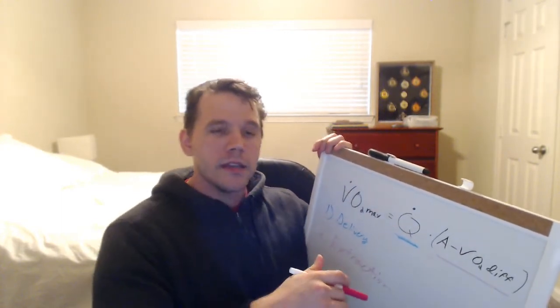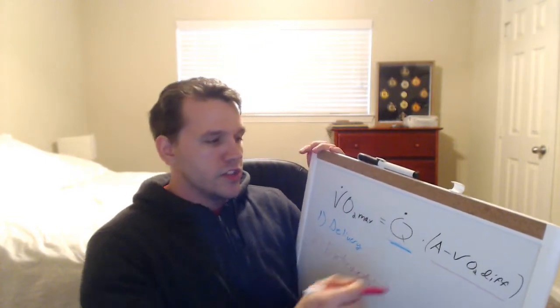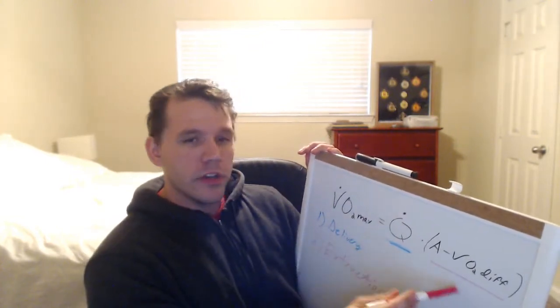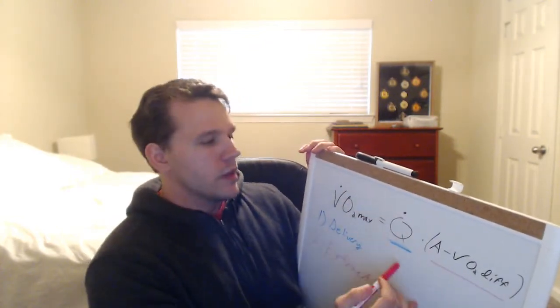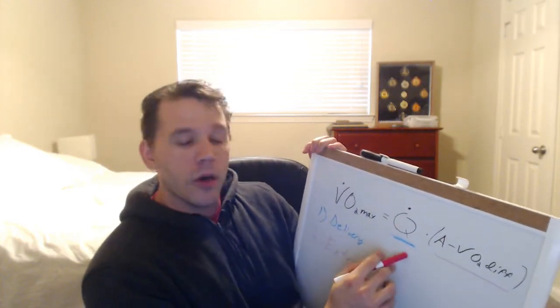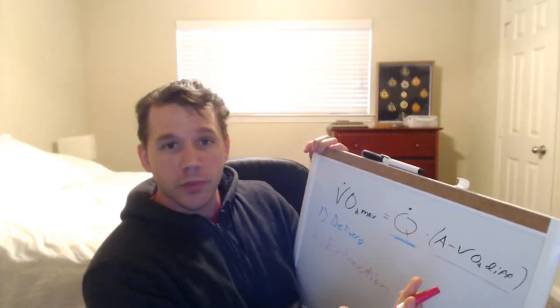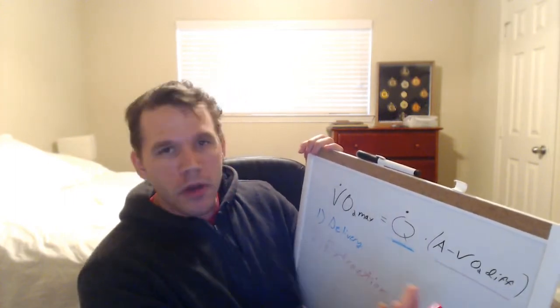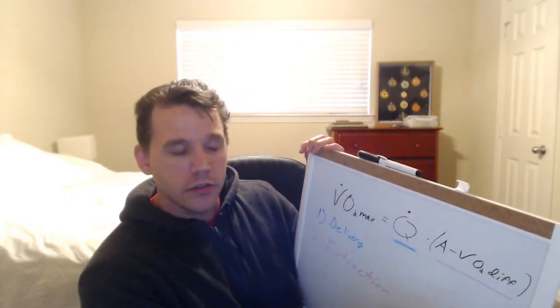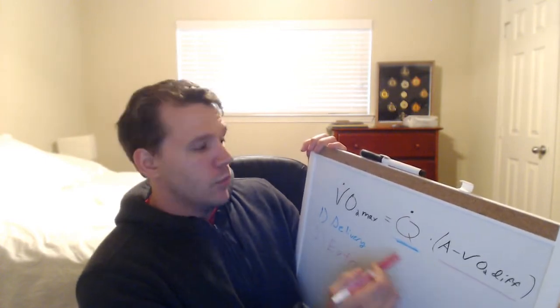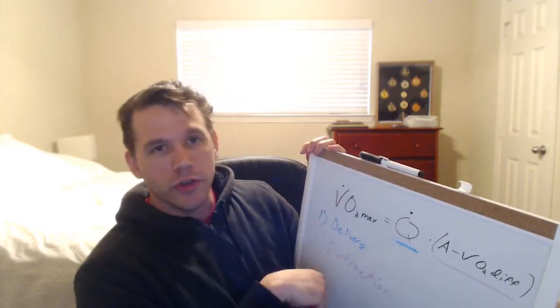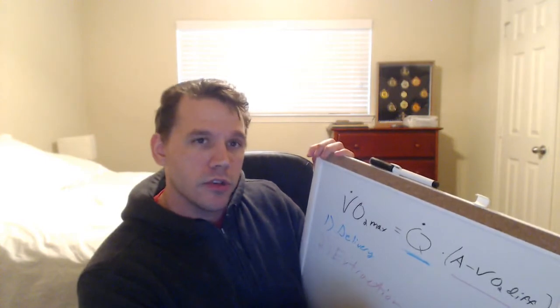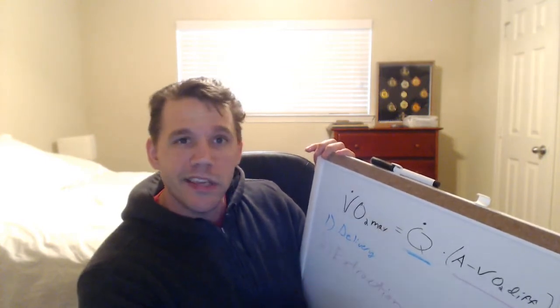And at submaximal intensities, you still have some kind of equation here or some kind of relationship where whatever your cardiac output is, it doesn't have to be maximal. Some submaximal cardiac output multiplied by some rate of oxygen extraction, and you get whatever the submaximal VO2 or submaximal oxygen consumption within your body is.